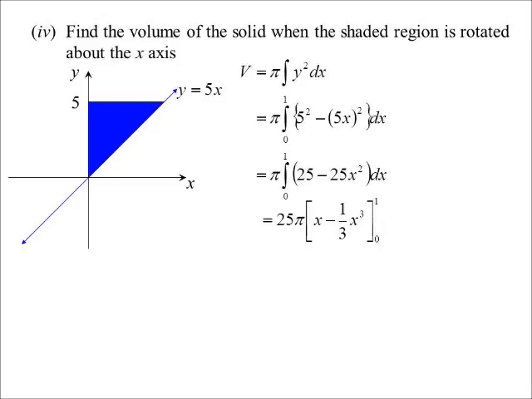And now it's just like any other question. Add 1 to the power over the power. Sub in 1. And we get 50 pi on 3 units cubed. I lost my S.